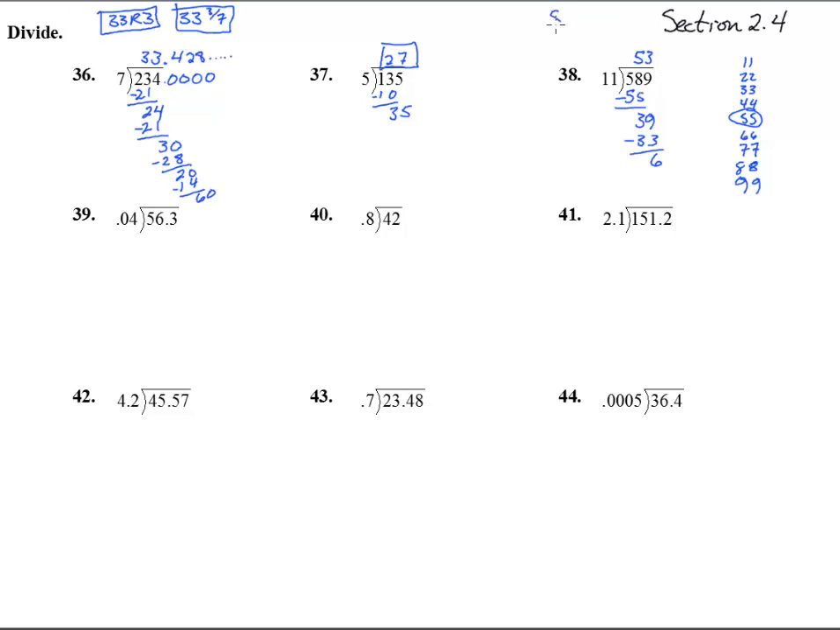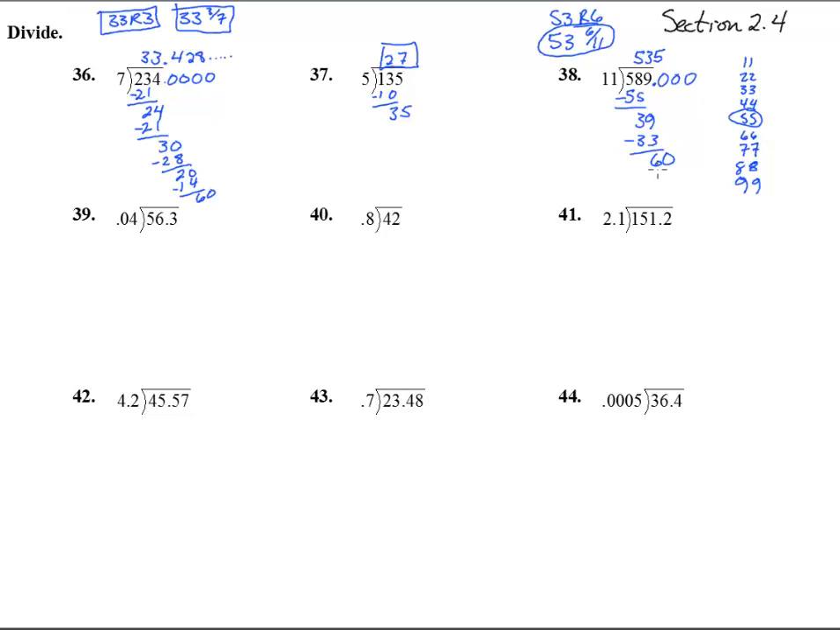So 53 remainder 6 is fine, more appropriately written 53 and 6/11. If you want the decimal on it, and you may think, I don't want to do anything, but you may want to at some point, put it into a decimal. 6, carry down the 0. 11 goes into 60 5 times.